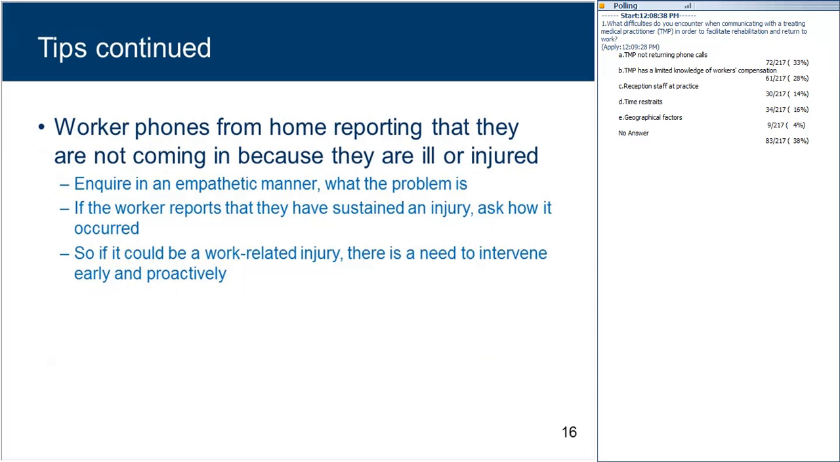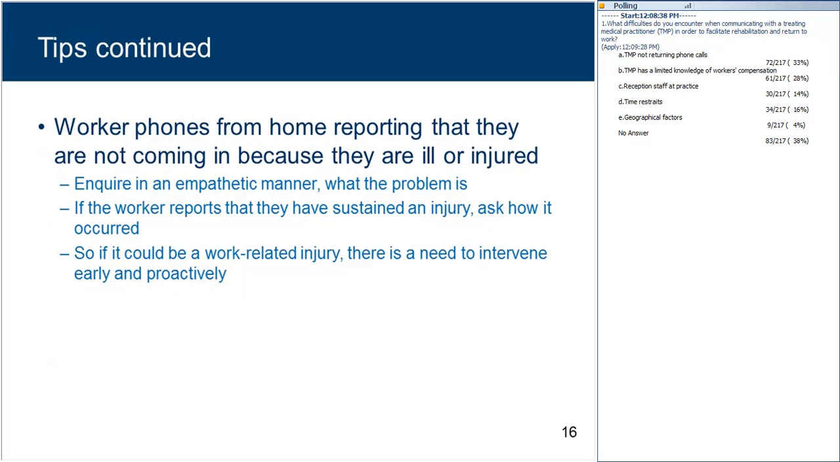But it's not always possible. If you're in a 24/7 operation, the worker may suffer an injury after hours, so you may not be able to speak to the worker on the day of injury. But also, say you receive a call from a worker who says they're phoning from home and they're unwell or they're injured and they haven't seen a doctor yet. It may not be known exactly at that time what you're dealing with, but there's a chance that this could turn out to be a work-related injury.